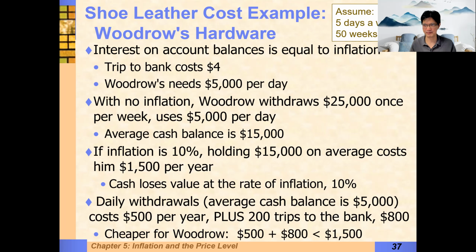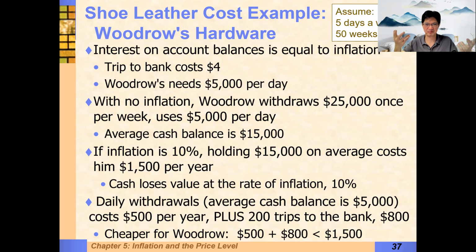the number of trips to the bank because it's inconvenient. A trip to the bank costs him $4. So with no inflation, he goes once a week to the bank, he withdraws 25,000, and then he uses that up over the week, 5,000, 5,000, 5,000, at the end of the week, it's all gone. Now, the average amount of cash he's holding is 15,000 a day, averaged over the whole week.